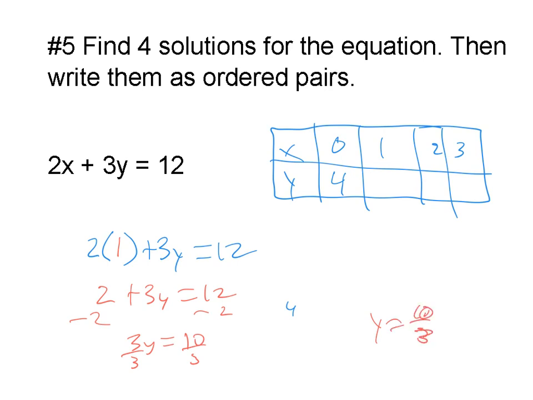Okay, now we can't really put an answer like that. I suppose you could put that in as a mixed number. That would be fine, so maybe I'll do it that way. I'll erase that 10 there. Let's put it in as a mixed number. That would be 3 and 1/3, right?